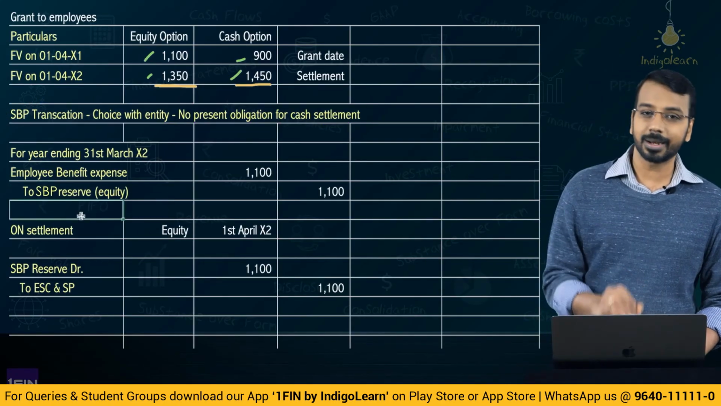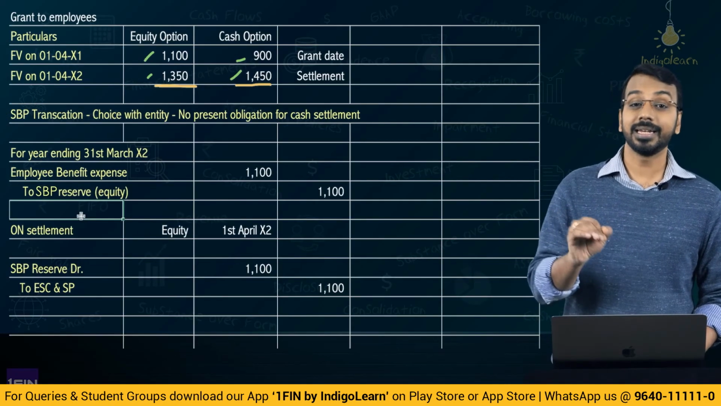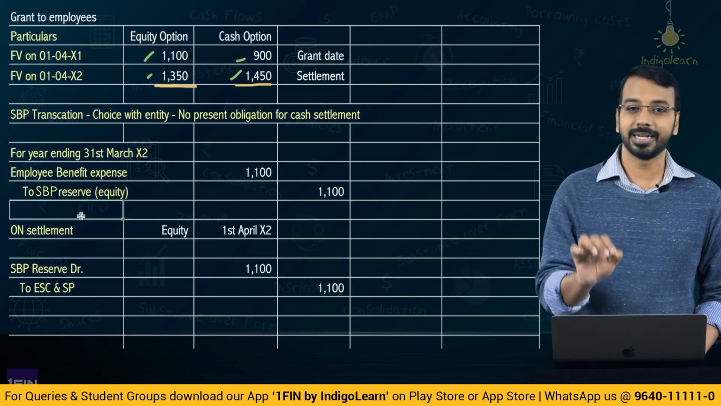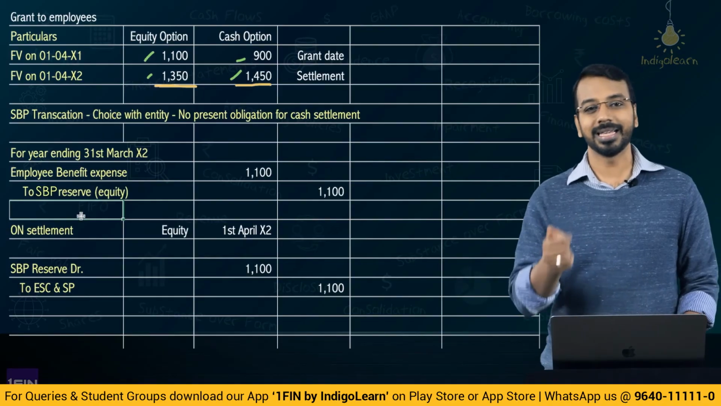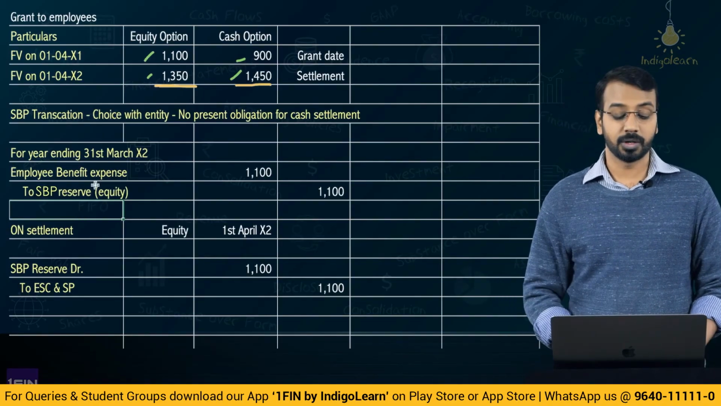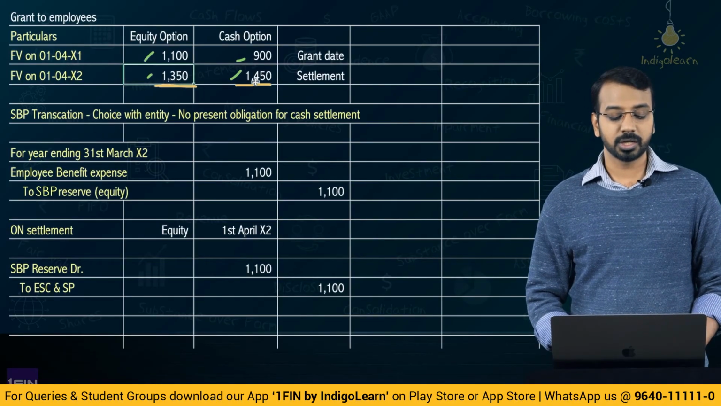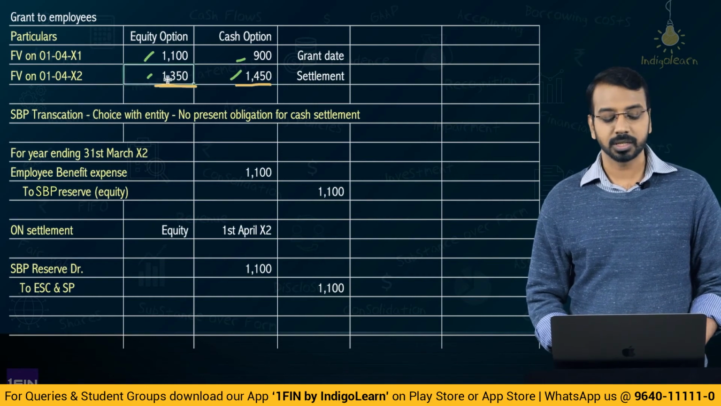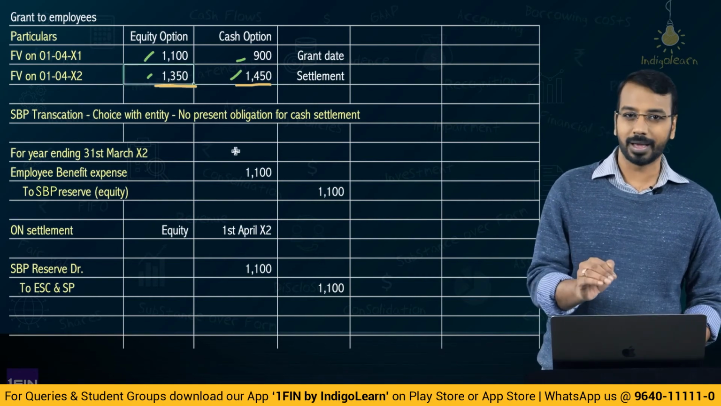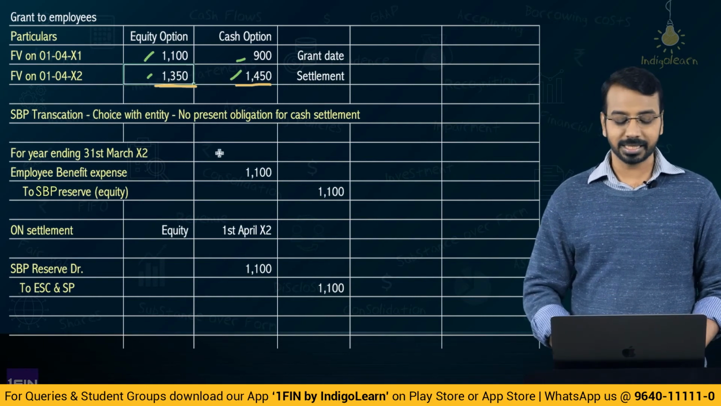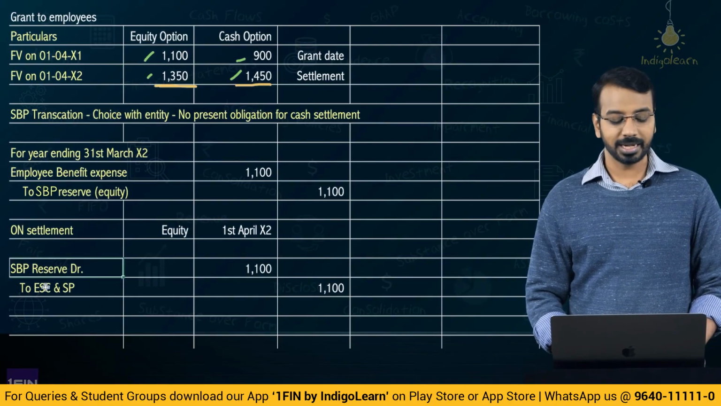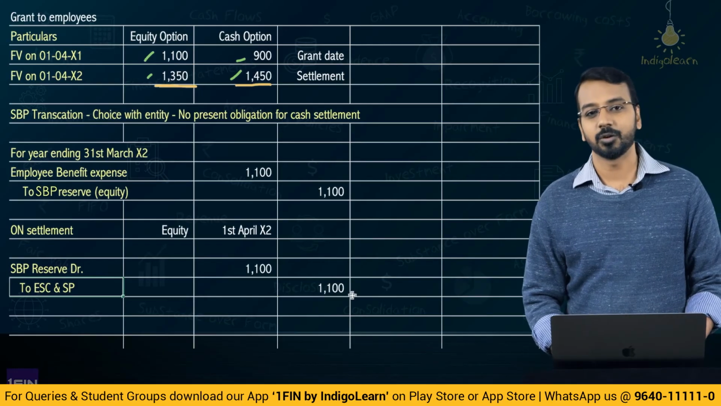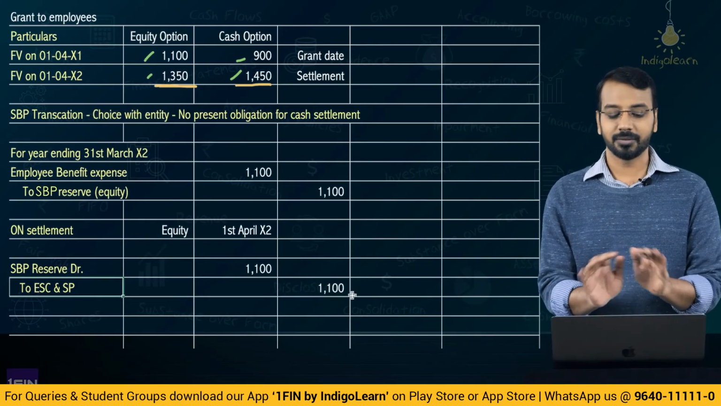Then on the settlement date, whenever the entity has a choice, you have to first check whether the settlement is based on a higher value or the lower value. Here, the equity option is lower, the cash option is higher, and because it is settled at a lower value, the entity will just debit the reserve, that is the equity, and credit equity share capital and securities premium account, right? That is the first thing.